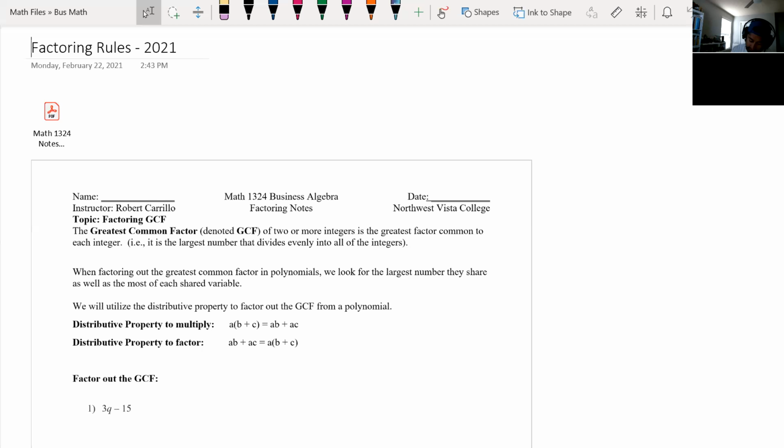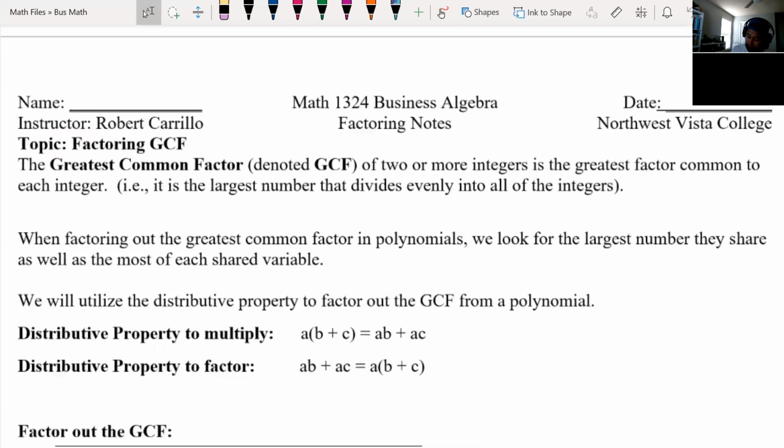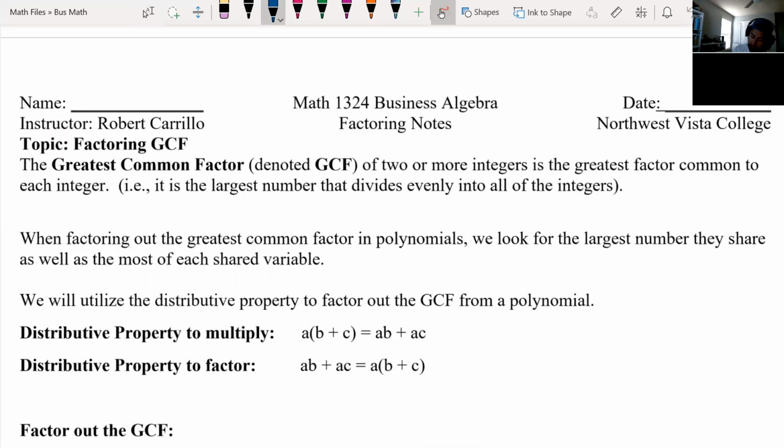So like I said, on the last set of notes, we were distributing. So we had A times B plus C. So if I distribute that A, we get A times B plus A times C. But now we're going to take AB plus AC and reverse the process. We see that it has a greatest common factor of A, which will give me the factored form of A times B plus C. So we are reversing the distributing process by finding a greatest common factor.